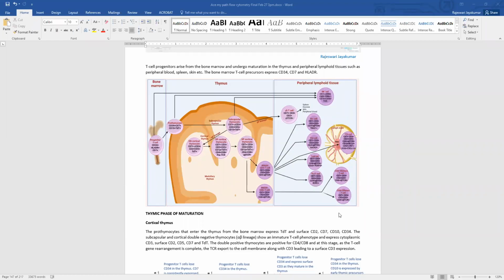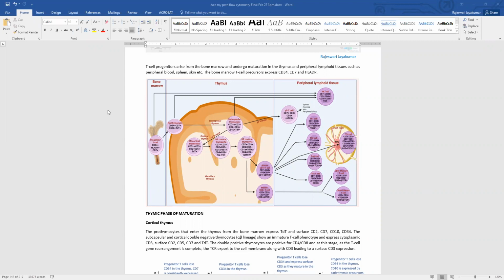Everyone, we are now going to go over T cell maturation and how we track T cell maturation by flow cytometry. T cell maturation starts in the bone marrow, and we have the progenitor T cells arising from the bone marrow. In the initial stages, they do not express CD3, although CD3 is the lineage defining or lineage specific marker for T cells.